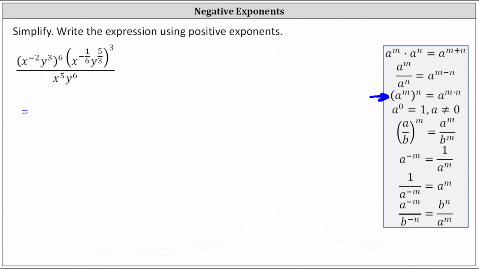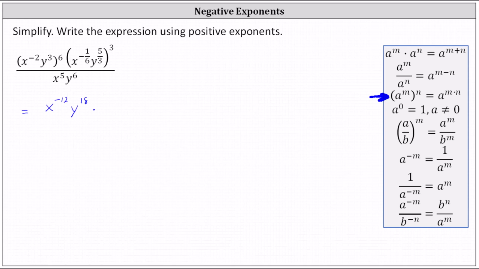In the numerator, we have the sixth power of x to the power of -2, y to the power of 3, which is equal to x to the power of -2 times 6, which is -12, y to the power of 3 times 6, which is 18, and then we have times the third power of x to the power of -1/6, y to the power of 5/3.